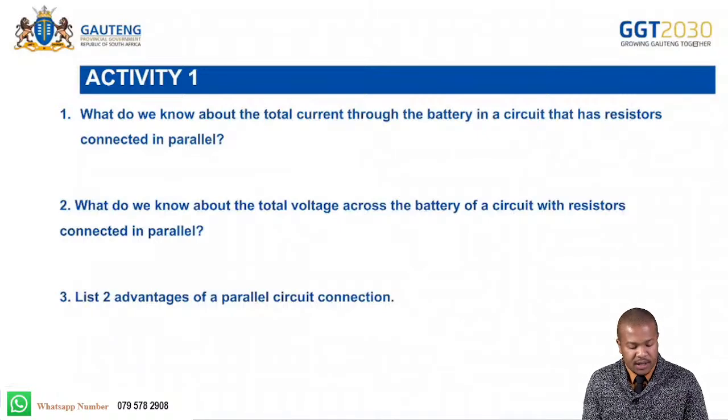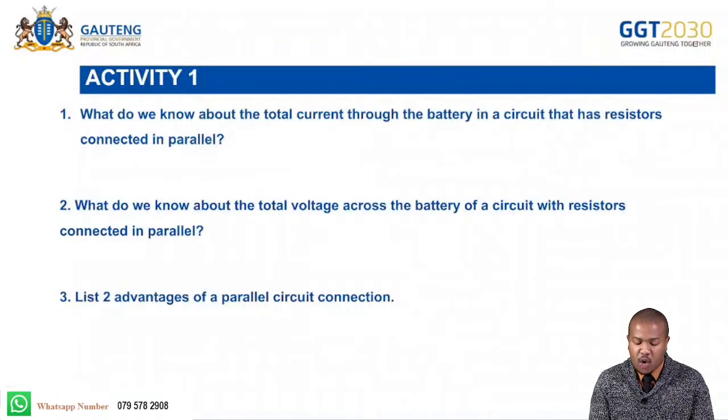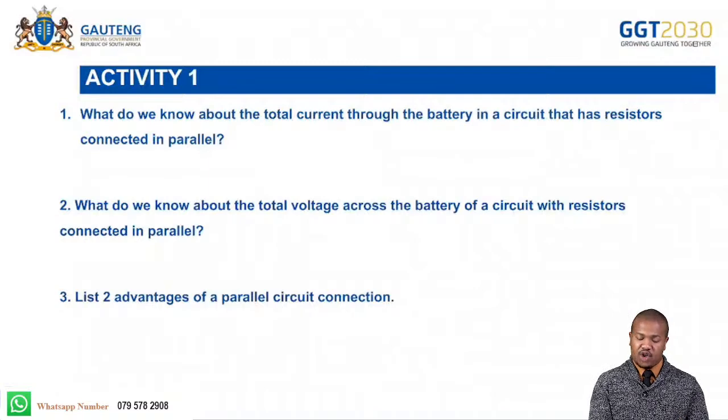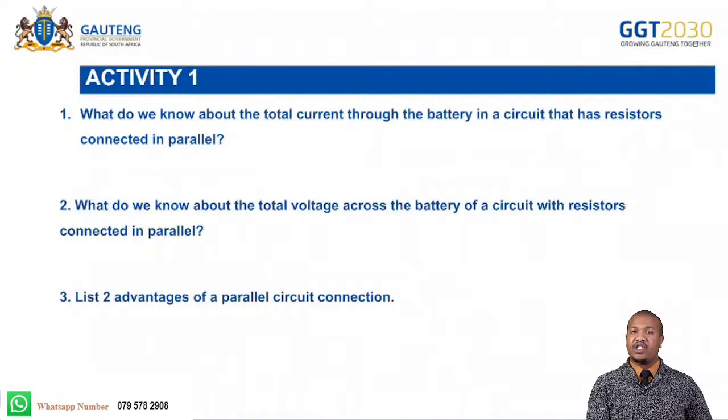1, right? So number 1 says, what do we know about the total current through the battery in a circuit that has resistors connected in parallel? Number 2, what do we know about the total voltage across the battery of a circuit with resistors connected in parallel? Then number 3, list 2 advantages of a parallel circuit connection.